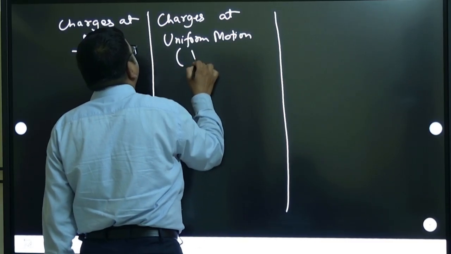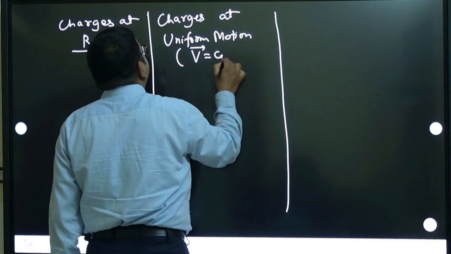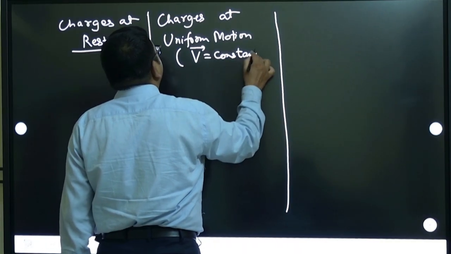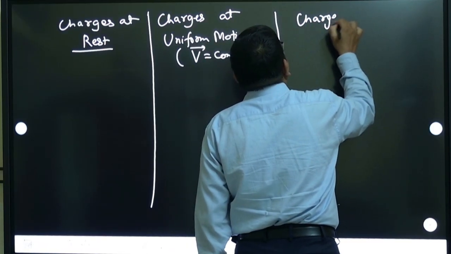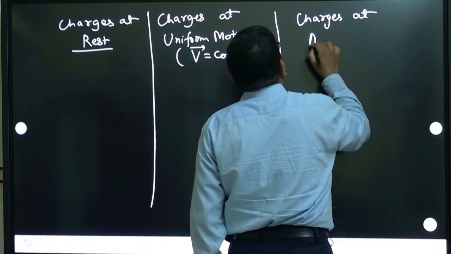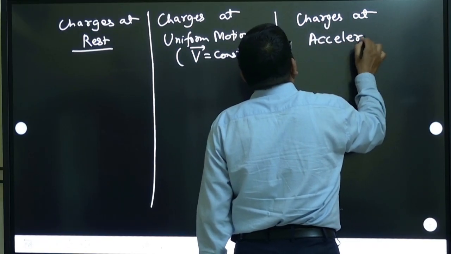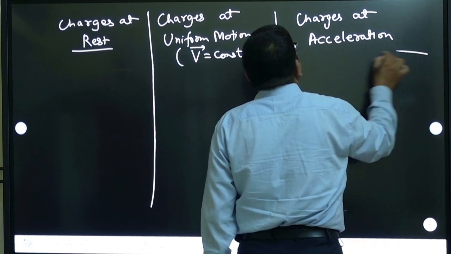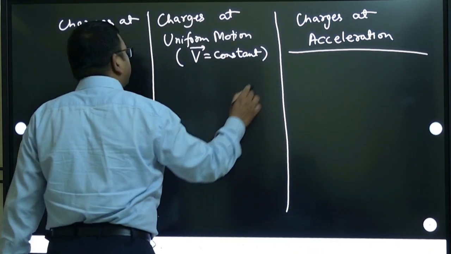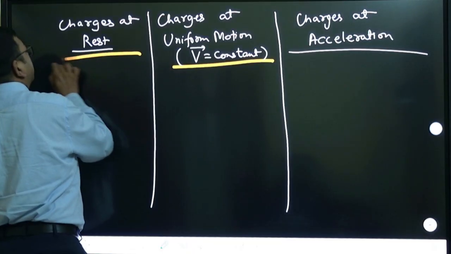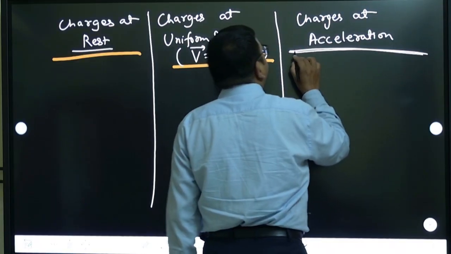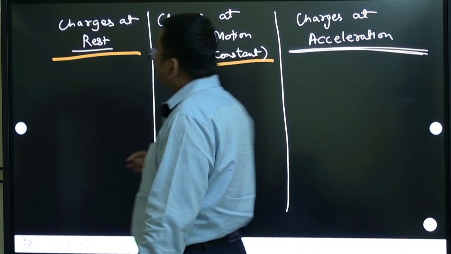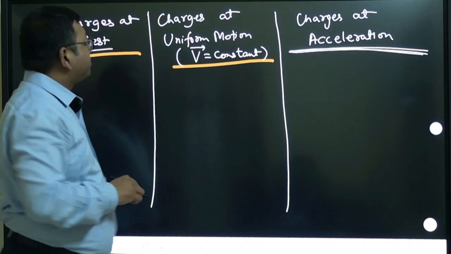Uniform motion means constant velocity. Velocity is constant. And charges can be at acceleration. Okay, so there can be three conditions possible. What are those three conditions? Charges can be at rest.